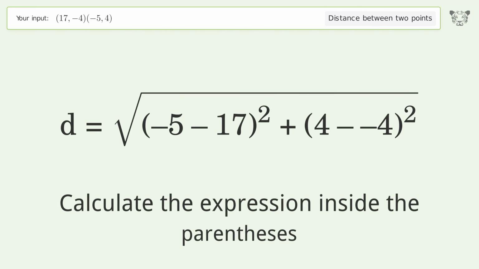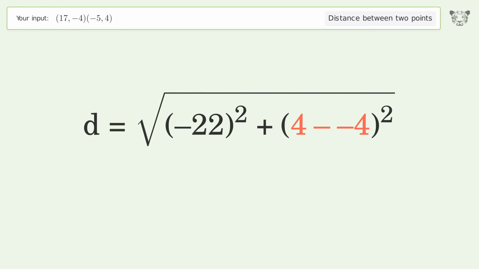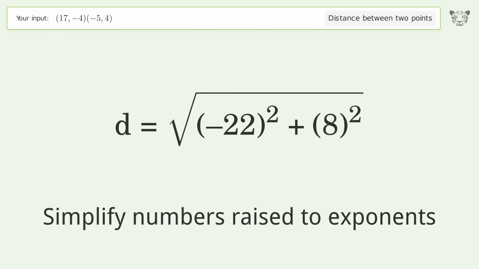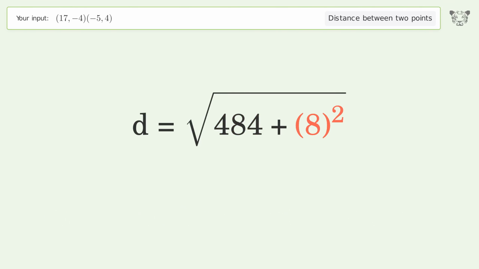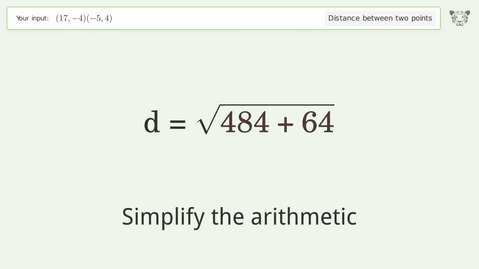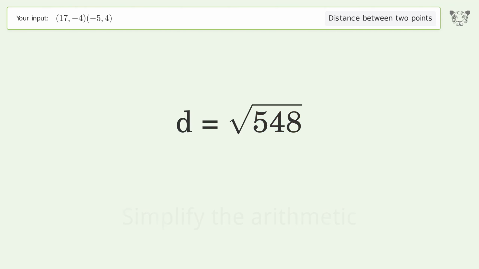Calculate the expression inside the parentheses. Simplify numbers raised to exponents. Simplify the arithmetic. And so the distance between the 2 points is the square root of 548, or 23.409.